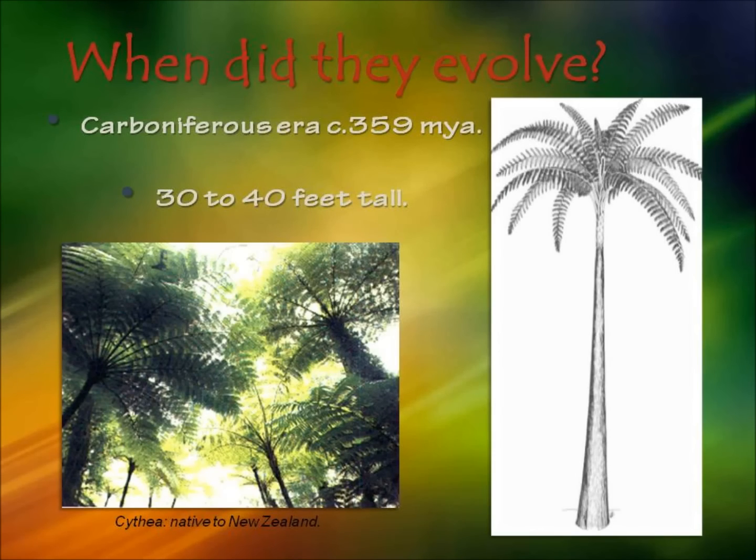Pterophyta can be traced back to the Carboniferous era, which was about 359 million years ago. Pterophyta at the time would grow 30 to 40 feet tall. These vascular plants had a tree-like trunk with fronds at the top. During the Carboniferous era, Pterophyta was a dominant plant group.